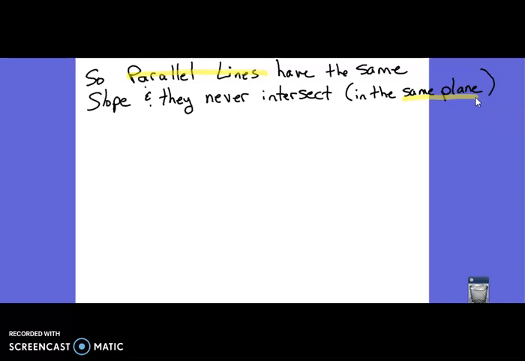So basically here in algebra, parallel lines have the same slope. They never intersect. No matter if the line keeps going on forever and forever, like that last example, it's still going to go up 3 over 1, up 3 over 1. They will never intersect. But again, parallel lines have the same slope.